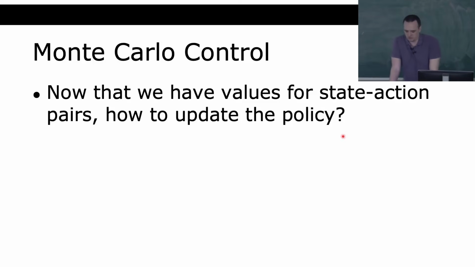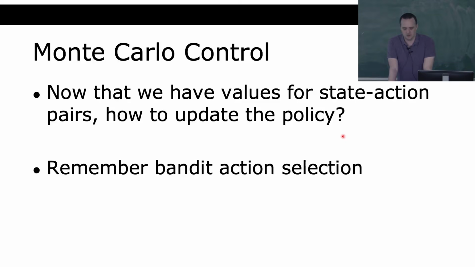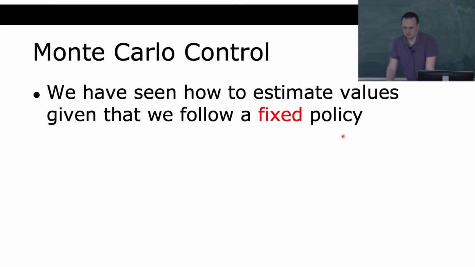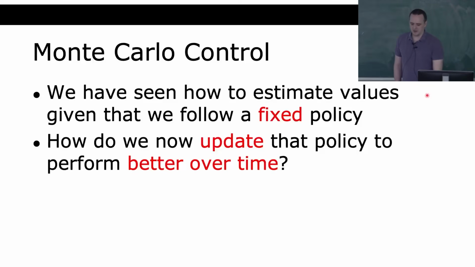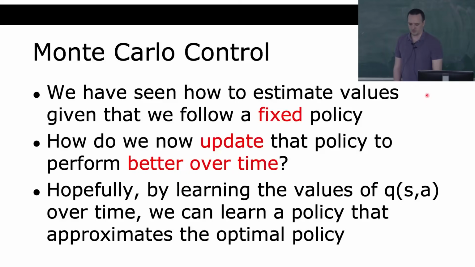So Monte Carlo control. Now that we have the values for state action pairs, how do we use those to update the policy? Well, we just remember the bandit algorithm selection. It's no different. So we've seen how to estimate values given a fixed policy. How do we update the policy to perform better over time? Well, hopefully we learn the values of Q(s,a) and we get more accurate estimations over time, and that will guide our policy over time as well.